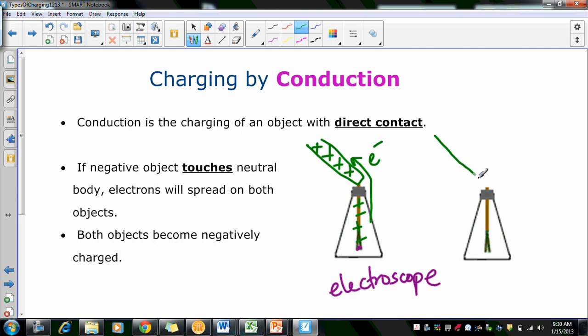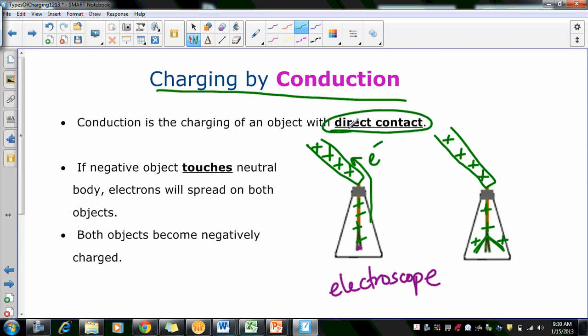And so here we have still a positive charge, but now since the electroscope has lost some electrons, it is also positive, and positive will repel. So whether it's a negative touching or a positive touching, the little electroscope will spread out. But what you need to really gain from this is charging by conduction requires direct contact.